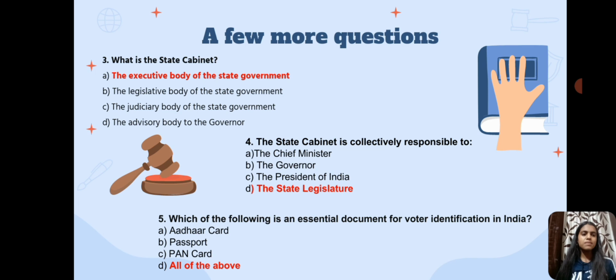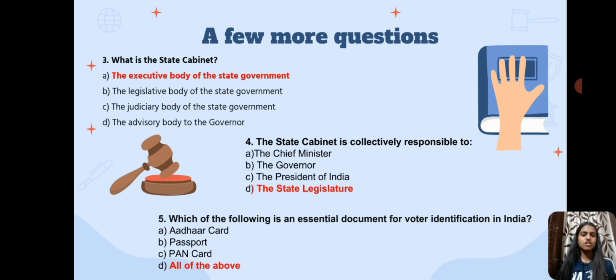The state cabinet is collectively responsible to A. the chief minister, B. the governor, C. the president of India, D. the state legislature. The state cabinet is responsible to the state legislature.